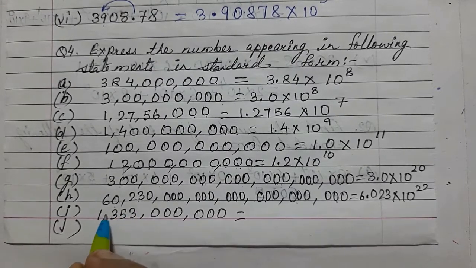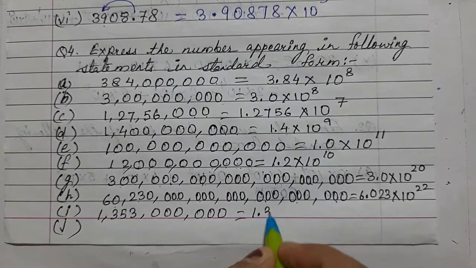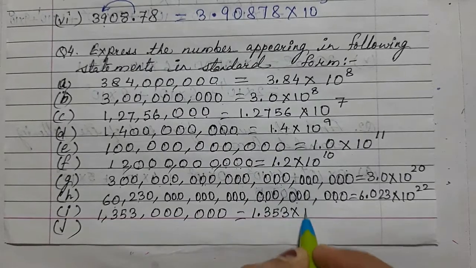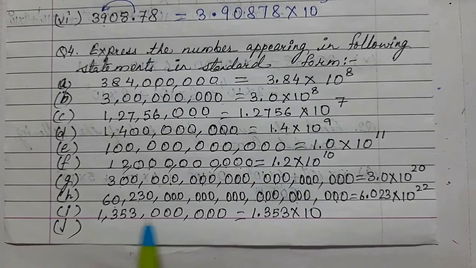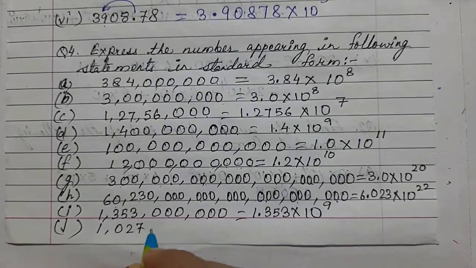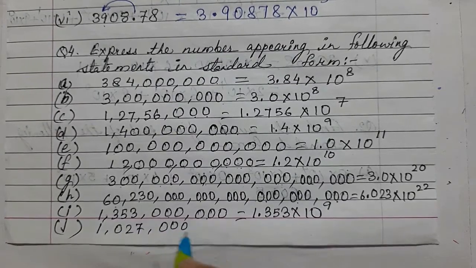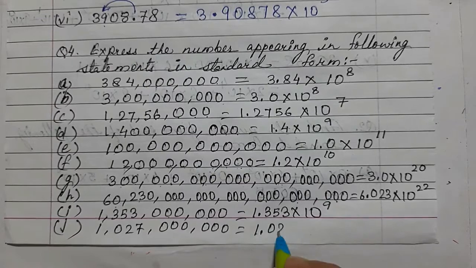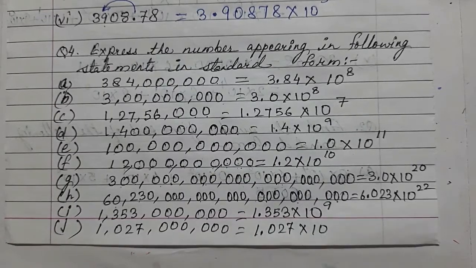Next, 1.353. Decimal comes after 1. 1.353, 10 to the power 3, 6, 9. So 9. And the last one, 1.027, 0, 0, 0. So 1.027 multiplied 10 to the power 3, 6, 9. So 9. Chapter is completed.